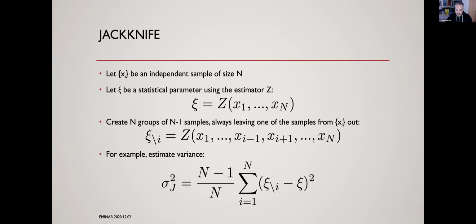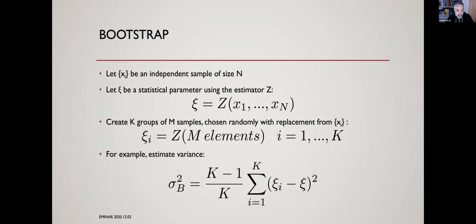For the bootstrap, we do the same. We have the same independent sample and the same statistical parameter and estimator. But in this case, we're going to use K groups of M samples. And these M samples are chosen randomly with replacement from the original set. And to estimate the variance, the equation is very similar to the jackknife, but right now we have K instead of N.